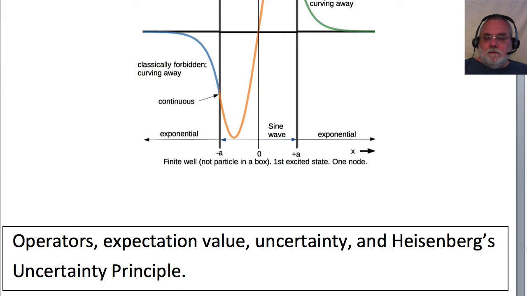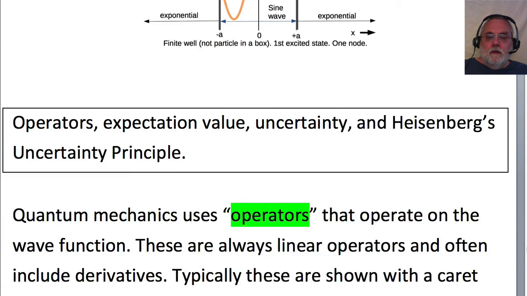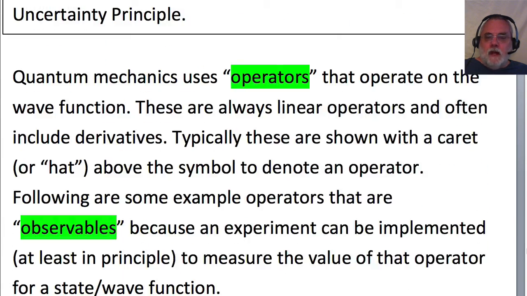Operators, expectation value, uncertainty, and Heisenberg's uncertainty principle. This would normally be a good amount of time in a quantum mechanics course. We're only going to cover it as a brief introduction. Quantum mechanics uses operators that operate on the wave function. These are always linear operators and often include derivatives. Typically, these are shown with a caret or a hat above the symbol to denote an operator.